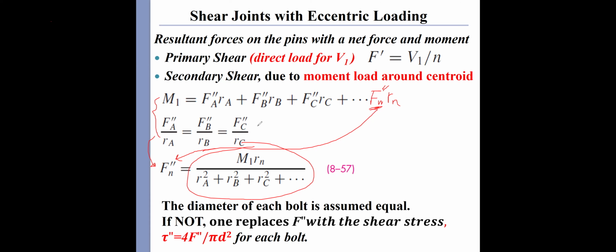If the diameter of each bolt is assumed equal in this case. If not, one replaces F double prime with shear stress. This shear stress double prime equals 4 times F double prime divided by pi d squared. Any questions?